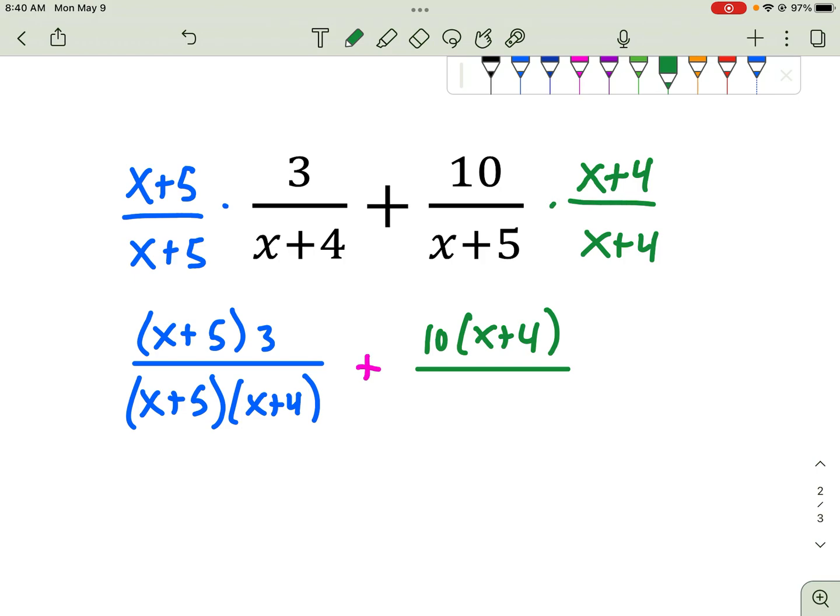And now we multiply our denominators together. x plus 5 times x plus 4.